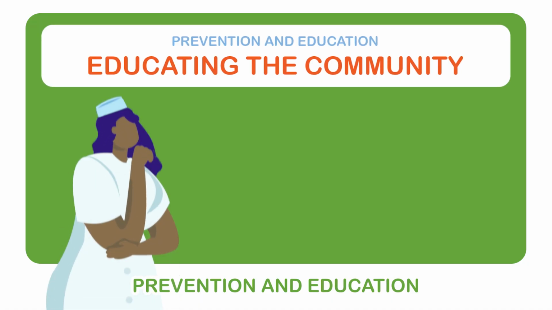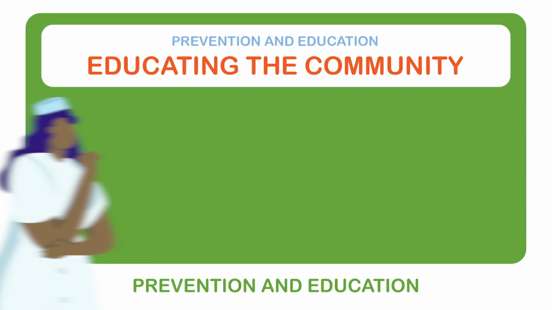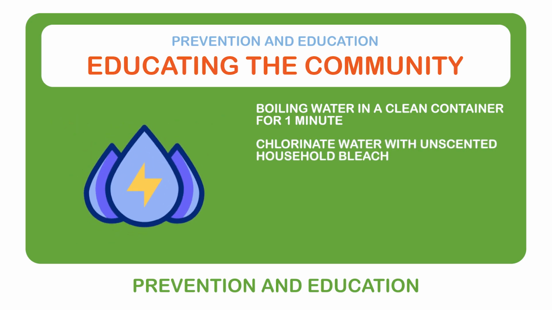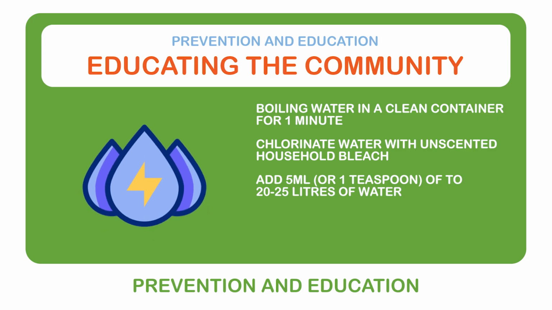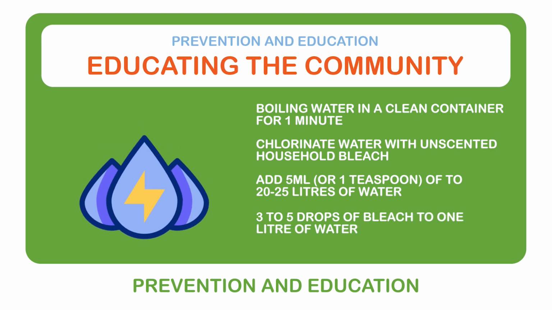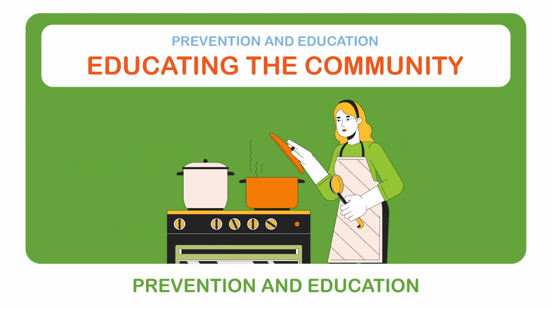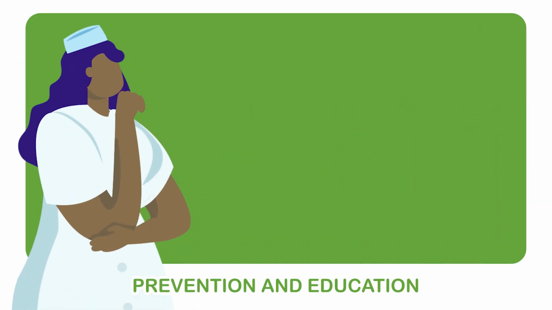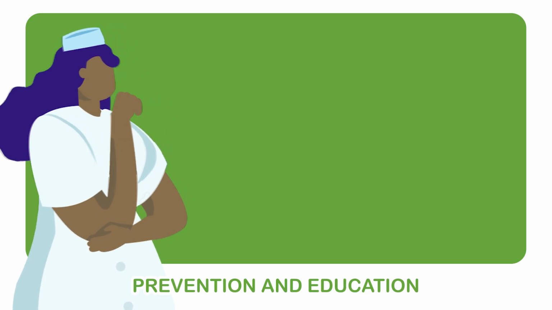Educate patients about how to make sure their drinking water is safe by boiling water in a clean container for 1 minute, or chlorinating water by adding 1 teaspoon or 5 ml of household unscented bleach like Jik to 20 to 25 litres of water, or 3 to 5 drops to 1 litre of water. Cover the water and let it sit overnight or for at least 2 hours. Know the signs of dehydration and start oral rehydration immediately.